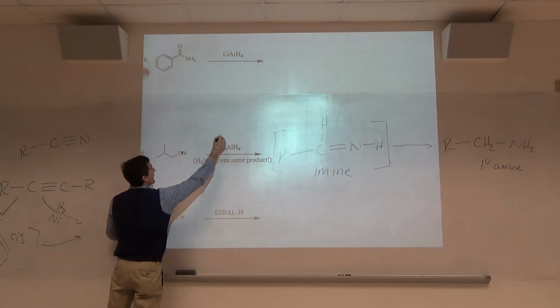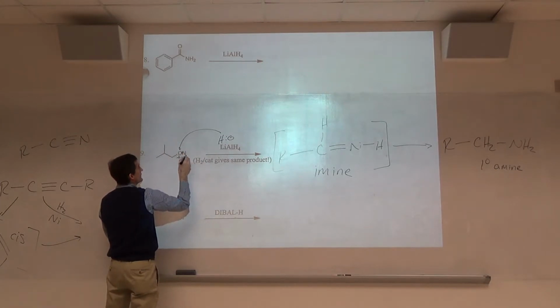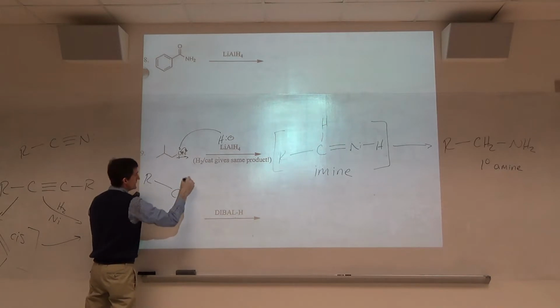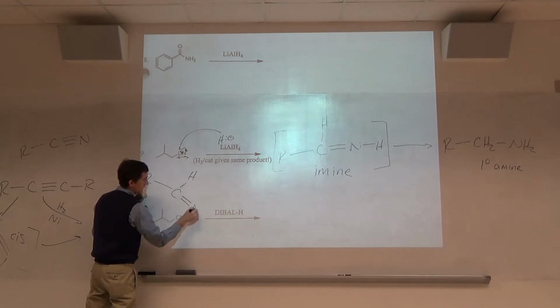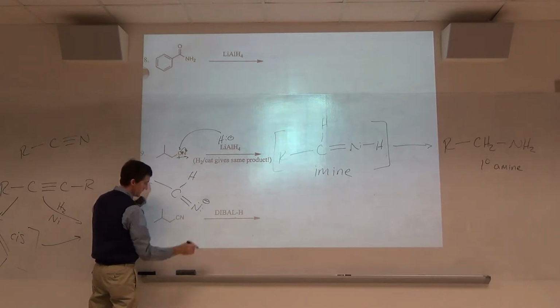Let's see. H minus. A dipole here. Electrons move over. We get R, C, H, N, and that's a minus charge now.